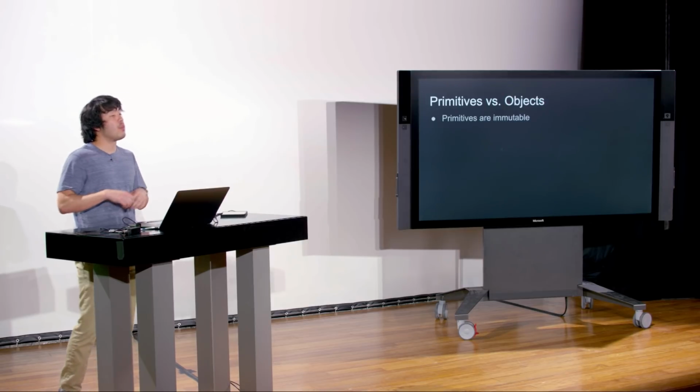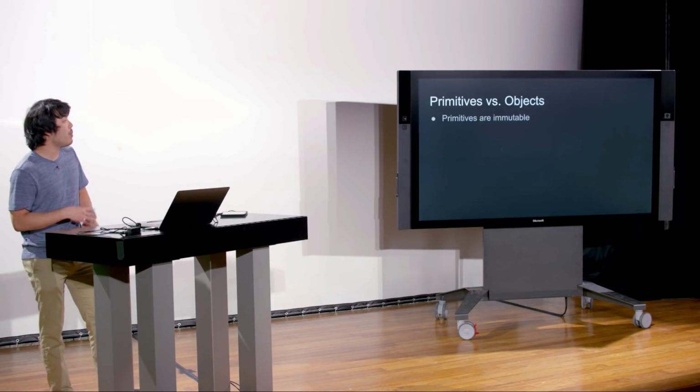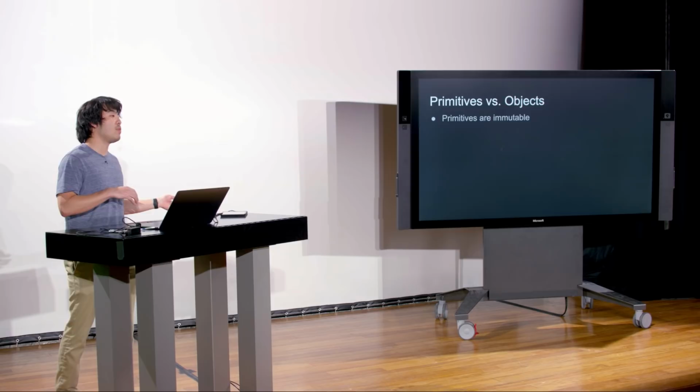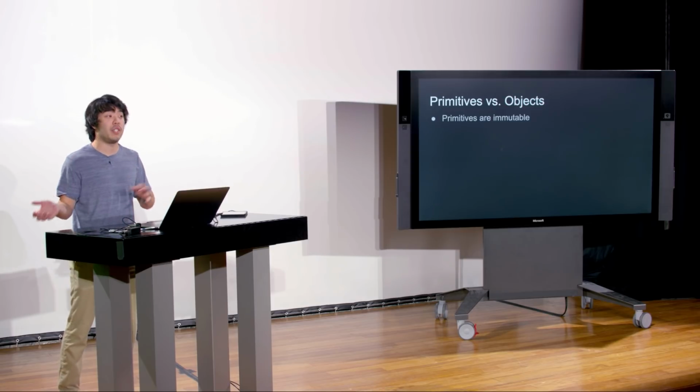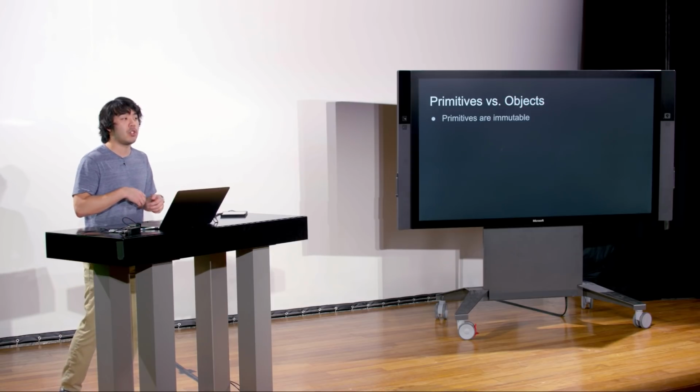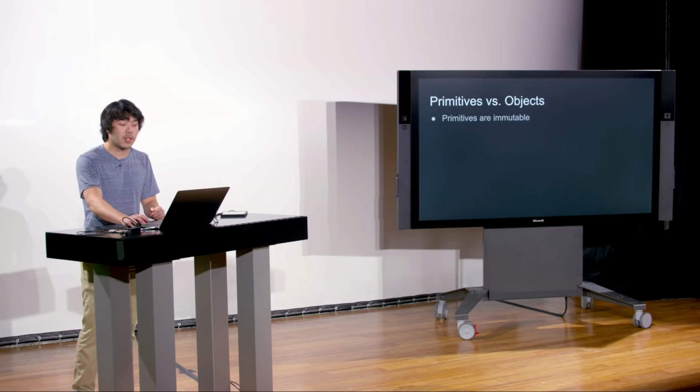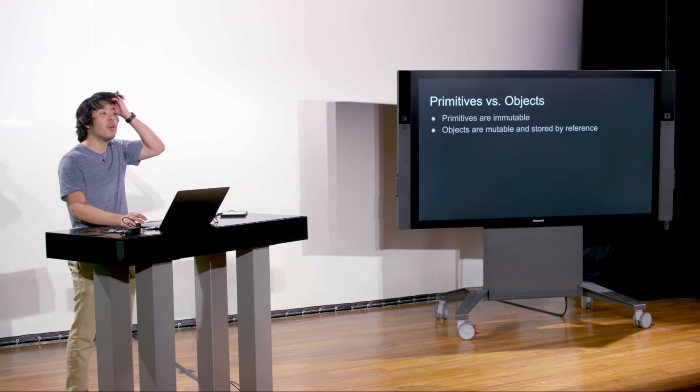So everything other than those primitive types are actually objects. Primitives are immutable, which means if you want to change them, you're actually replacing them with a new value rather than actually changing them themselves. Whereas objects are not, they're actually mutable.